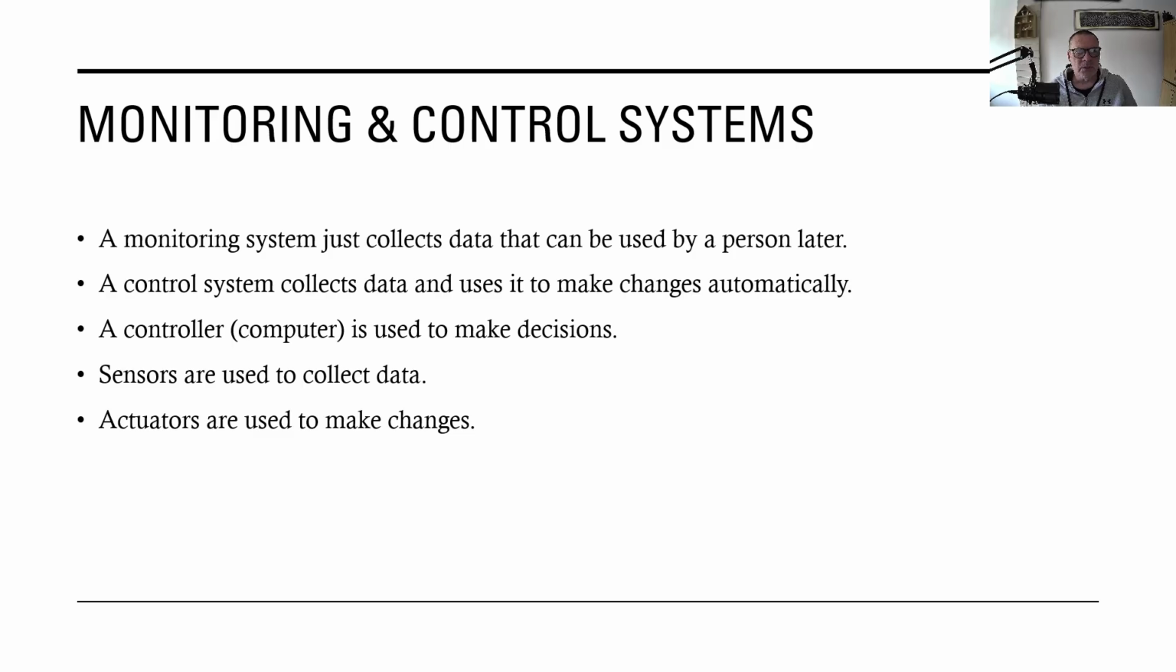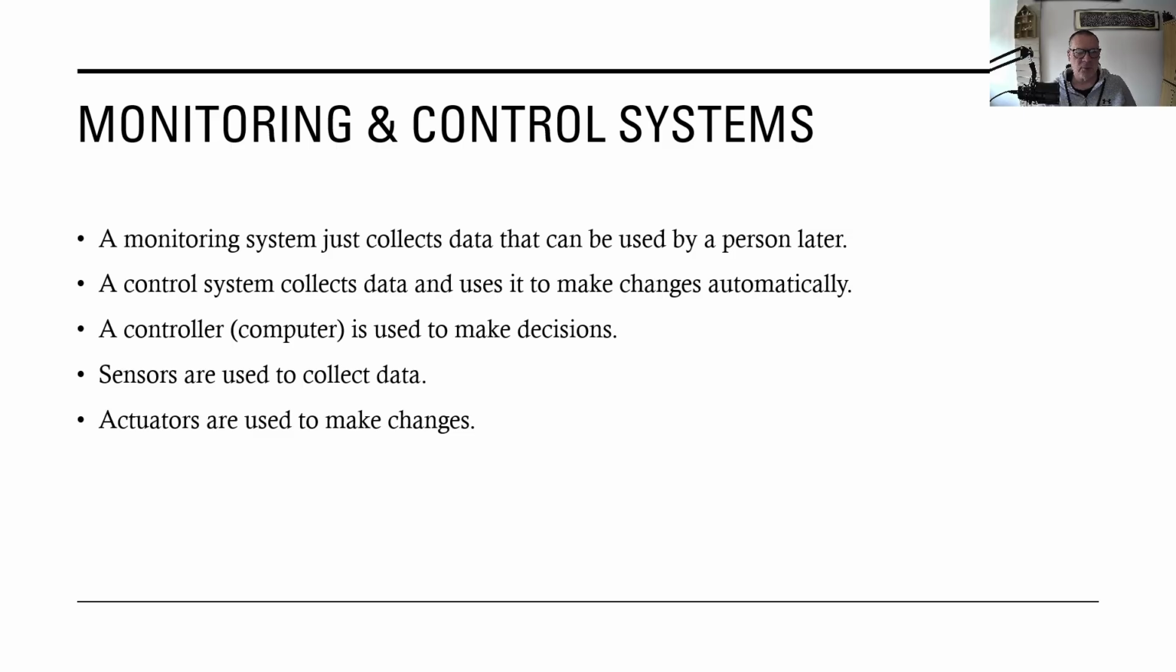Monitoring and control systems. These are two kinds of systems that we need to look at. A monitoring system is one that just collects data, and it can be used by a human, a person, later. Whereas a control system collects data and uses it to make changes automatically without the need for human intervention. Now, a controller is a type of computer that can be used to make decisions based on the inputs from the sensors in the control system.